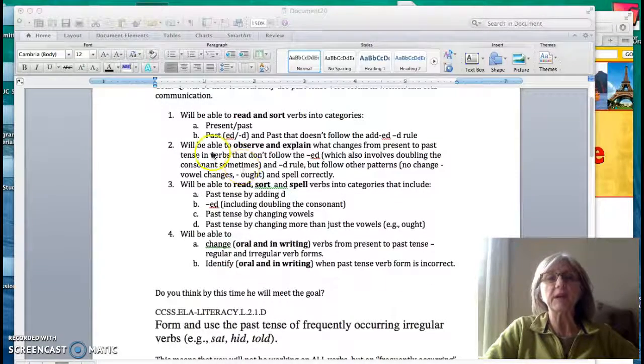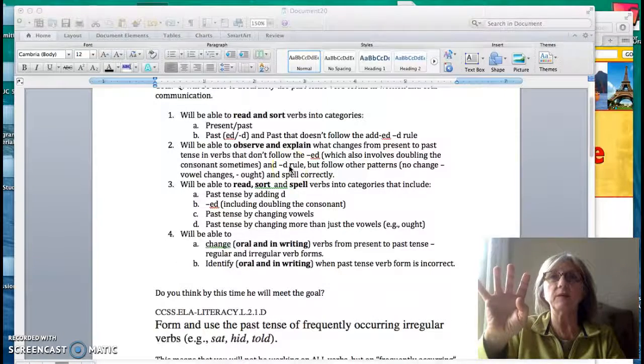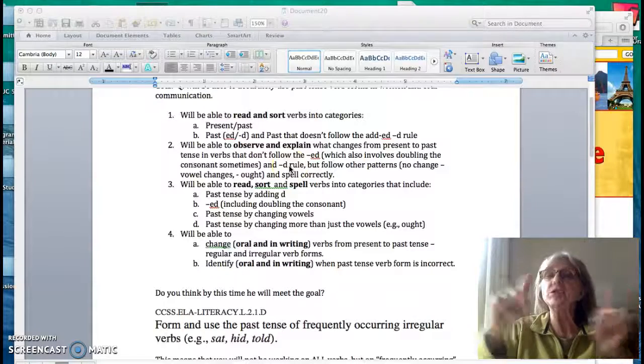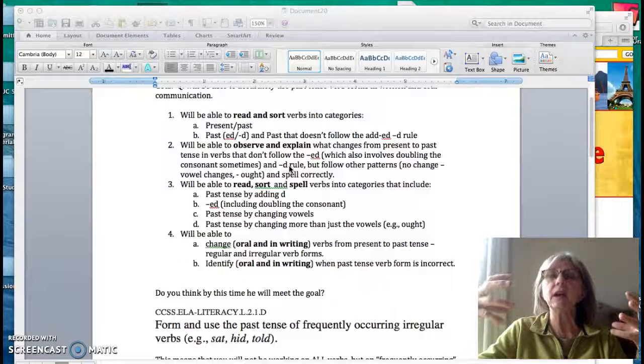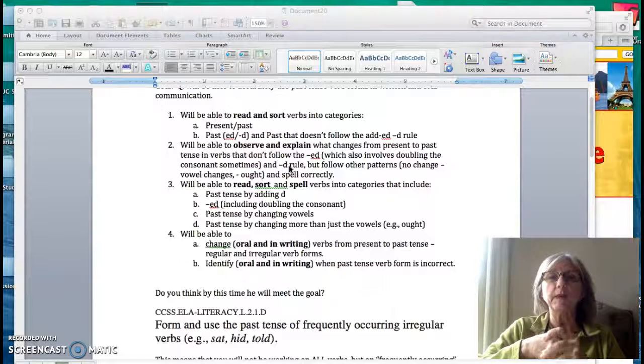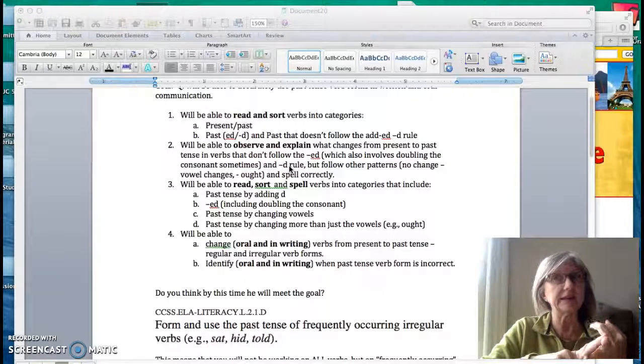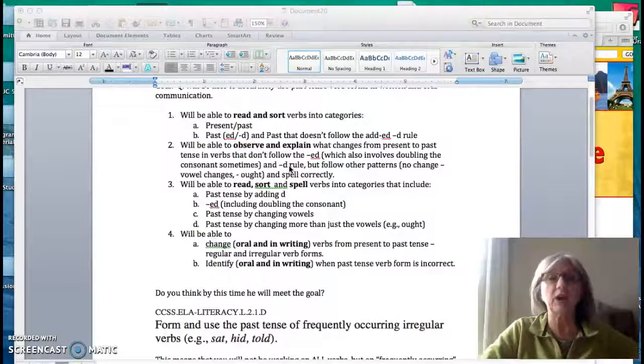The second benchmark I thought about: he will be able to observe and explain. Explain is the key verb that you want to see what he does. What changes in a word from present in creating the past. And being able to talk about the fact that we added an ed or we added a d, but then we also had these vowel changes. This changed in getting these words, and these look really different. So his ability to talk about and explain what happens is important. It means he has to know what a vowel is and what a consonant is, and so make sure and check that he knows what those are.